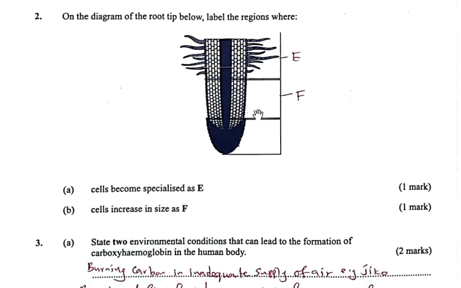This is the region where the cells increase in size, and maybe the bottom layer or the bottommost part is the region of cell division. The cells are rapidly dividing, then after they divide, they are able to increase in size. That is where we have F, the region of cell elongation. Cell elongation means the cells are increasing in size. Then after increasing in size, the cells become specialized to perform different functions. That is region E, the region of cell specialization.